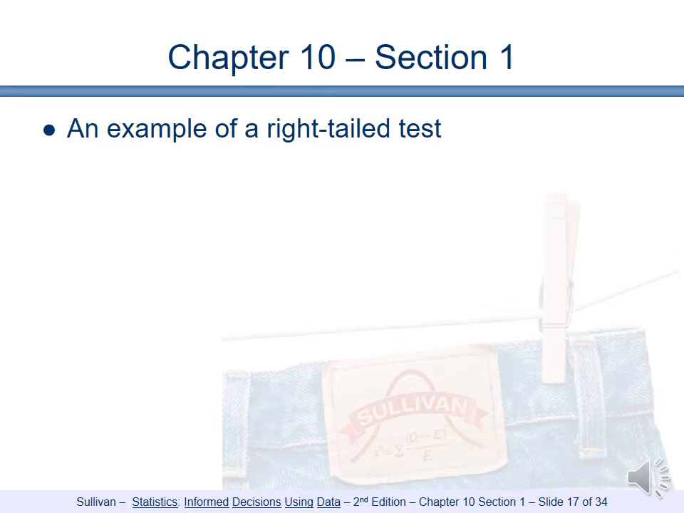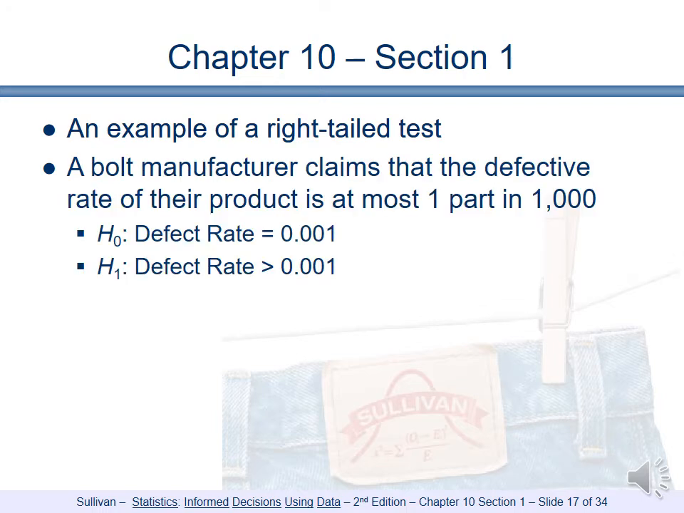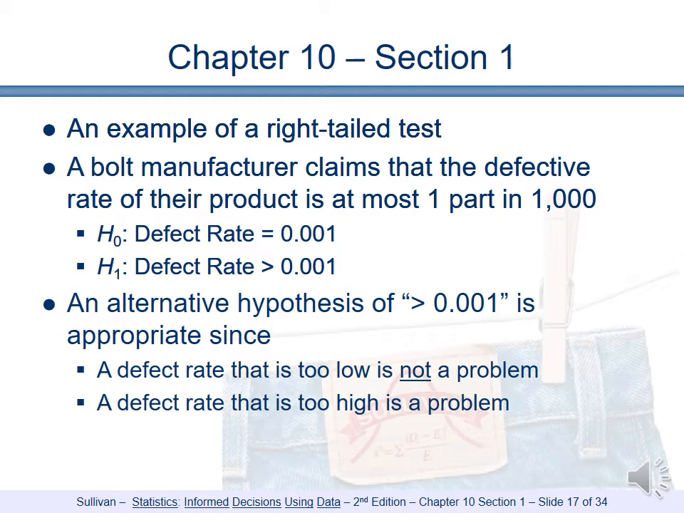Here's an example. A bolt manufacturer claims that the defective rate of their product is at most 1 part in 1,000. So the defective rate is 0.001, or less than 0.001 would be even better. And H sub 1 is greater than 0.001. If we're greater than 0.001, that's a problem. An alternative hypothesis of greater than 0.001 is appropriate, since if it's less than that, that's good. But if it's greater than that, that is a problem. Thus, we have a right-tailed test.